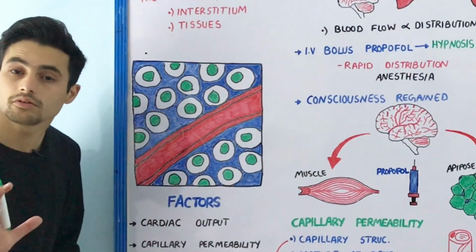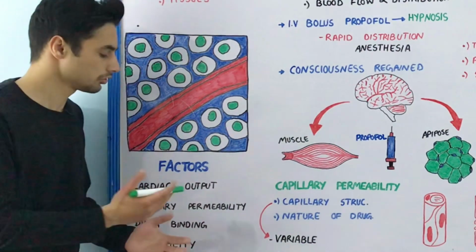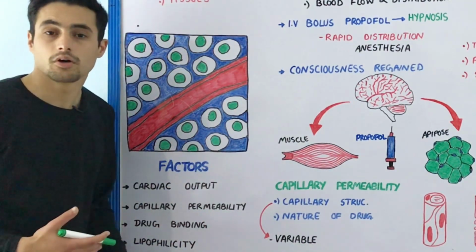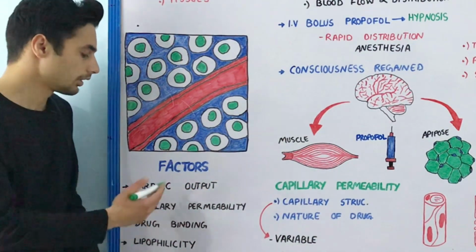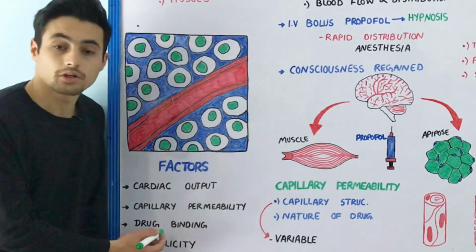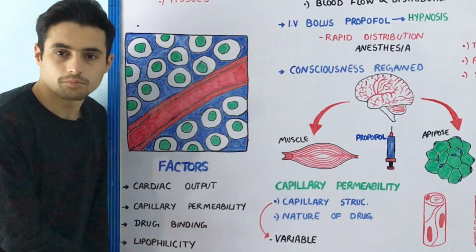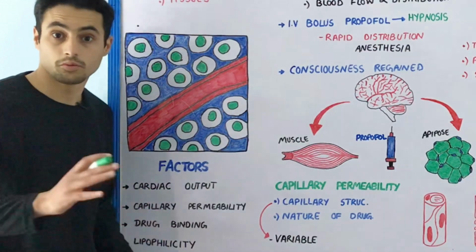Now, there are certain factors which affect drug distribution, like the cardiac output or simply the blood flow, the capillary permeability, the drug binding, and the lipophilicity. Let's discuss these one by one.